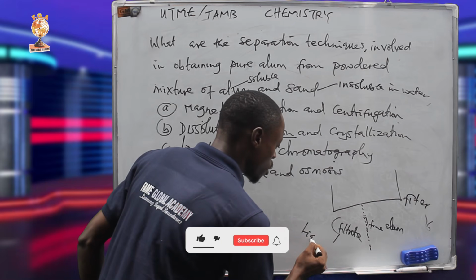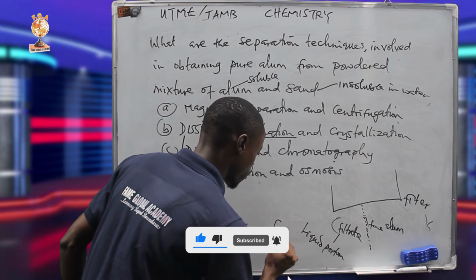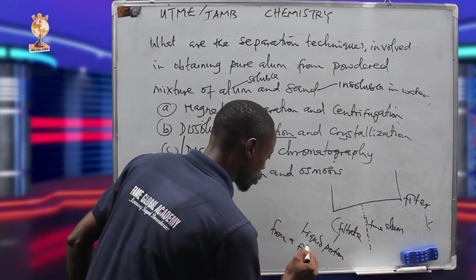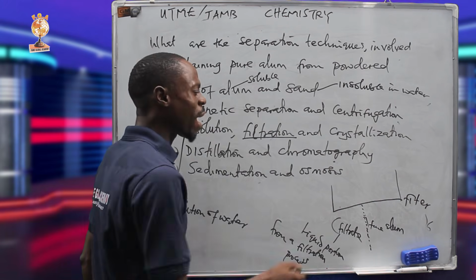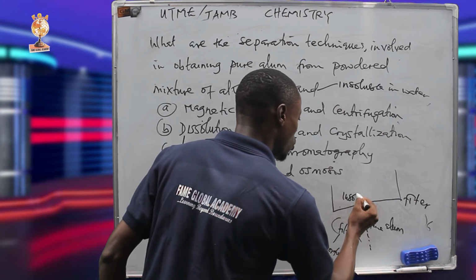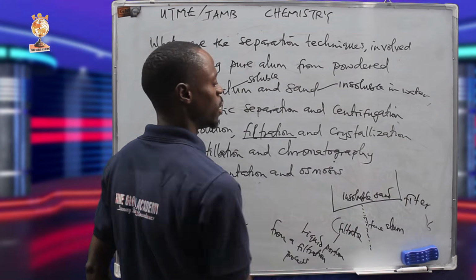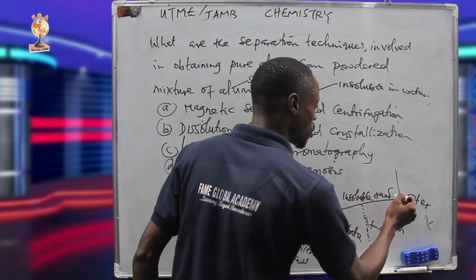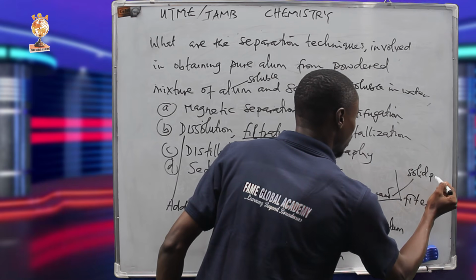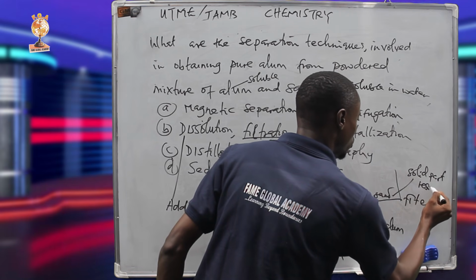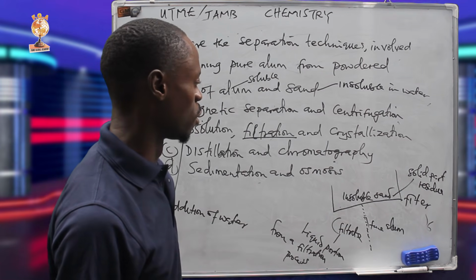The filtrate is the liquid portion from a filtration process. While the insoluble sand will remain on top of the filter paper. And of course, this solid part is what we call the residue. Of course, you can be asked this kind of question too in an exam condition.